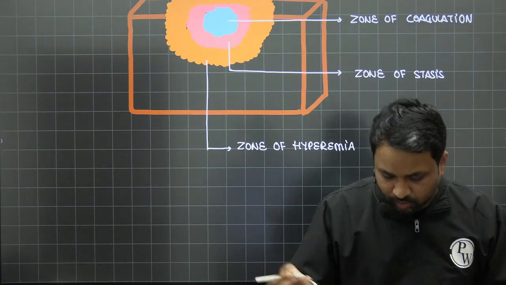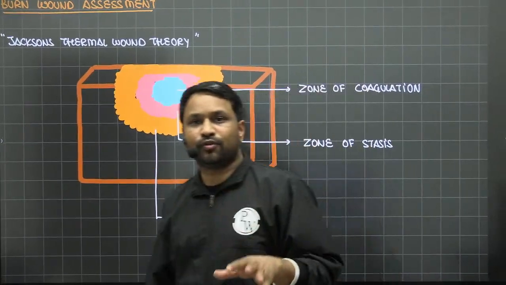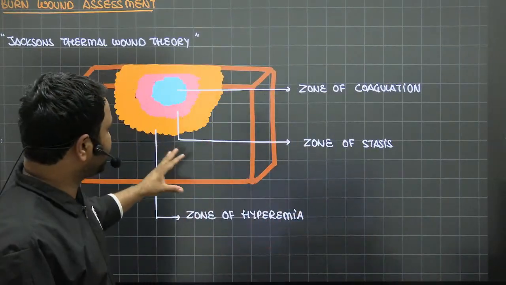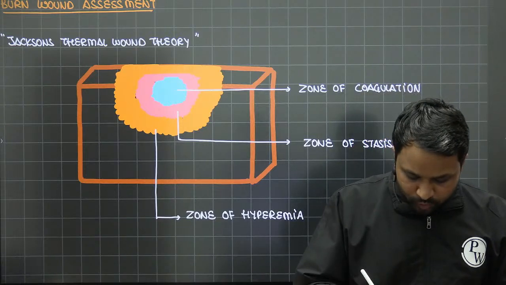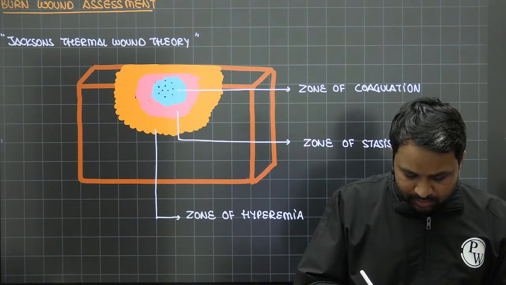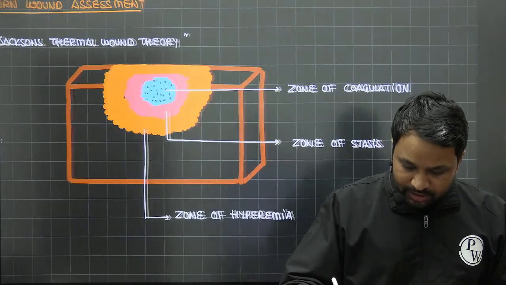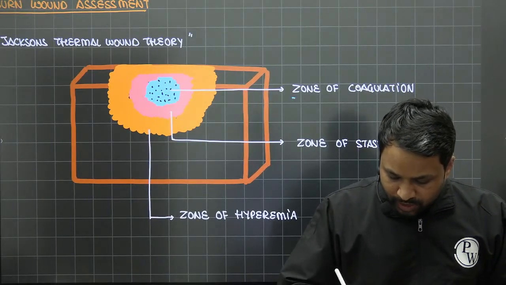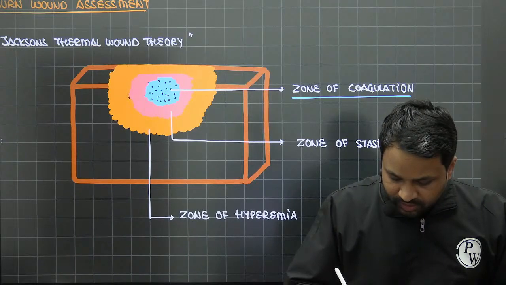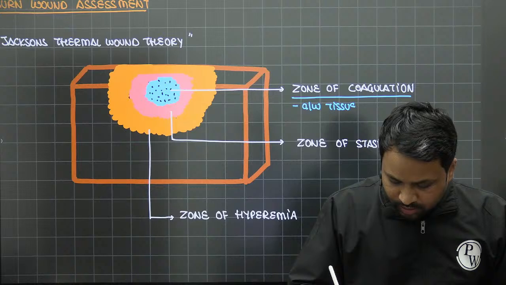Emia means blood only, so this hyperemia is there. So three distinctive zones. You have the zone of coagulation, the zone of stasis, and then the zone of hyperemia. You will notice that the zone of coagulation is a zone where you have maximum tissue damage. Now, because there's maximum tissue damage, it is associated with tissue necrosis, right? So the zone of coagulation is associated with tissue necrosis.